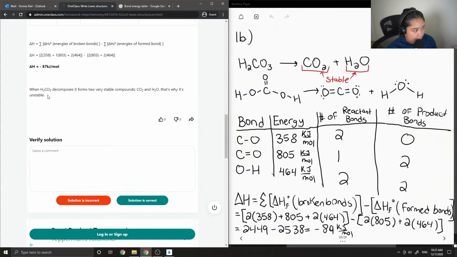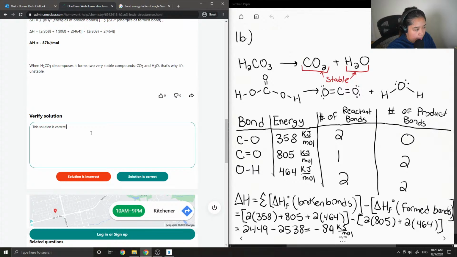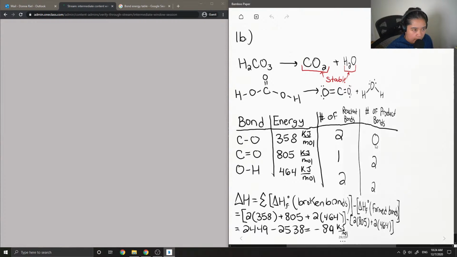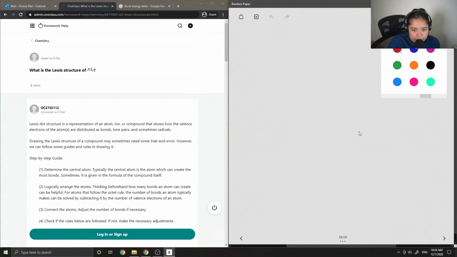So when H2CO3 decomposes, it forms two very stable compounds, carbon dioxide and water. That's why it's unstable. Yeah, so that's kind of what I said too. So this solution is correct. Okay, so now let's move on to question number 2.